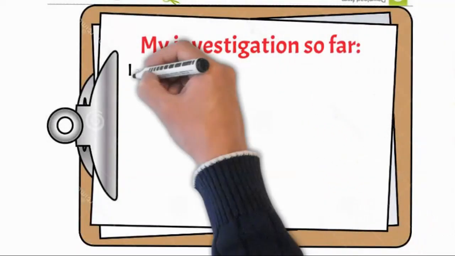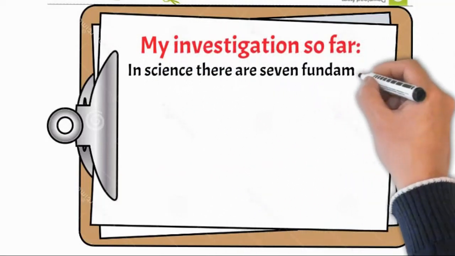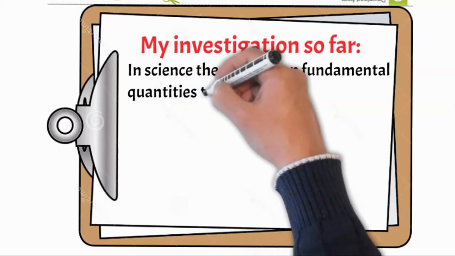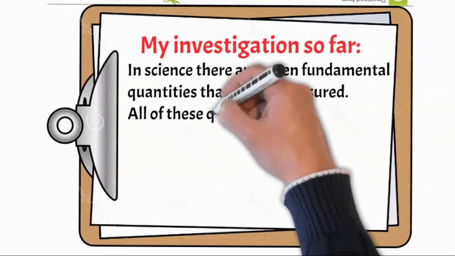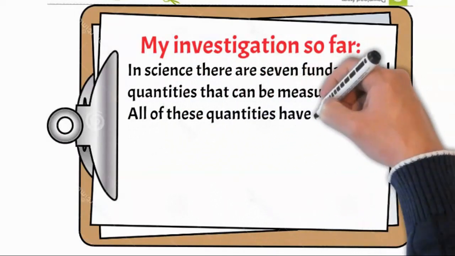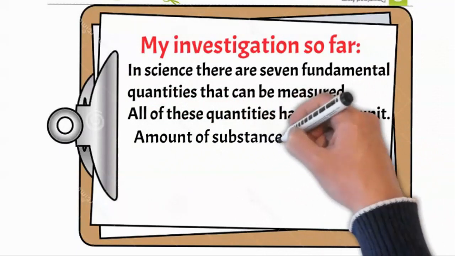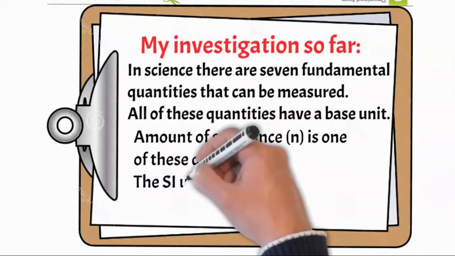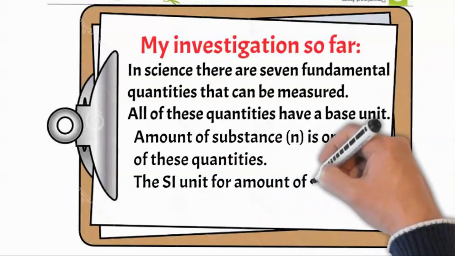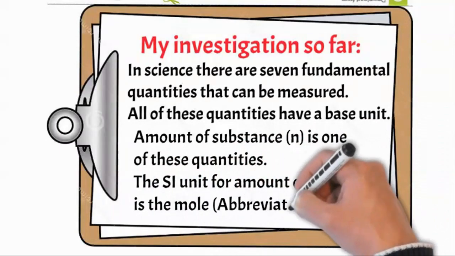So to summarize what my investigation has found so far. Firstly, in science, there are 7 fundamental quantities that can be measured. All of these quantities have a base unit. Amount of substance is one of the quantities that can be measured, and the SI unit for amount of substance is the mole, which is abbreviated as mol.